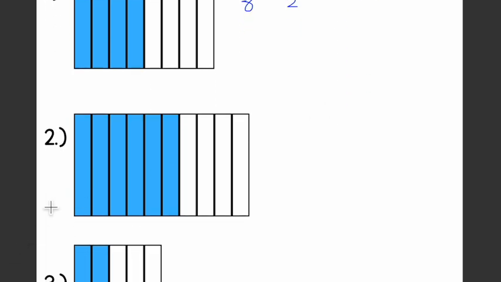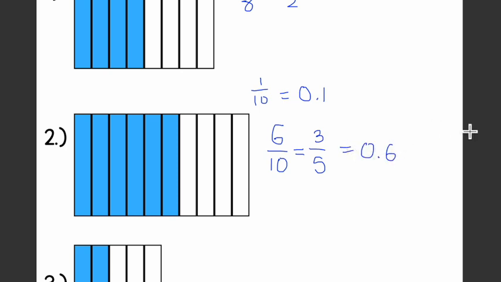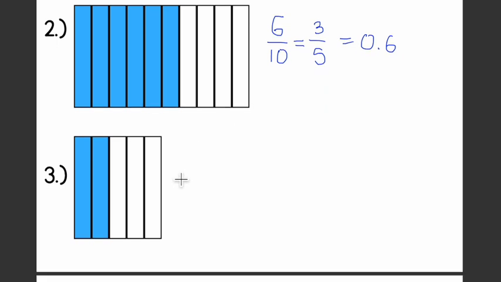For number 2, we have 1, 2, 3, 4, 5, 6 shaded parts out of 10 total parts. So our fraction is 6 over 10. Now to simplify this, we can divide both sides by 2. So that's going to be 3 over 5, or 3/5. Now to turn this into decimal form, remember that 1/10 is equal to 0.1. So 6/10 is going to be 0.6. It's that simple. Let's look at number 3.